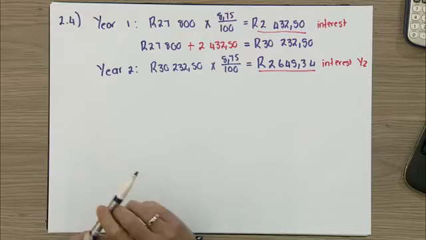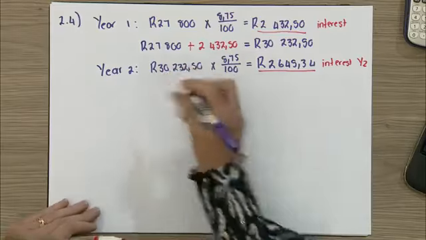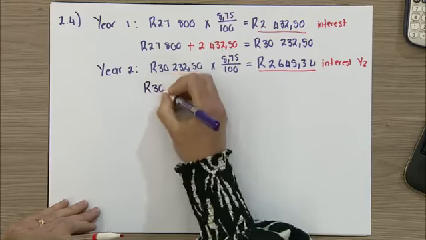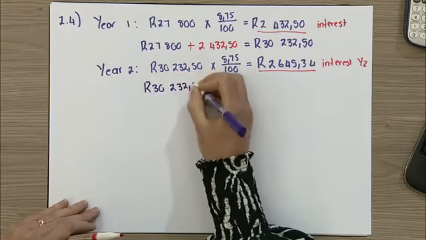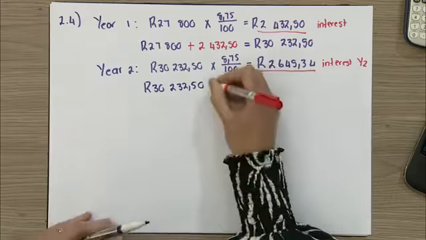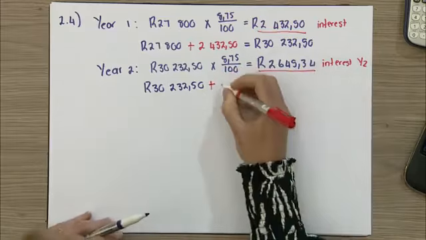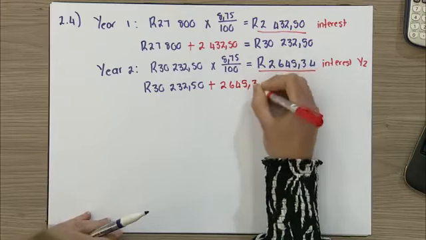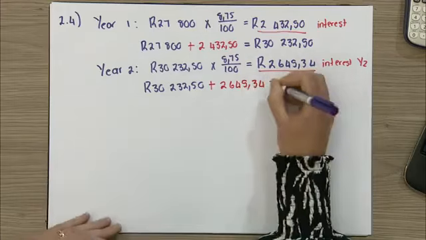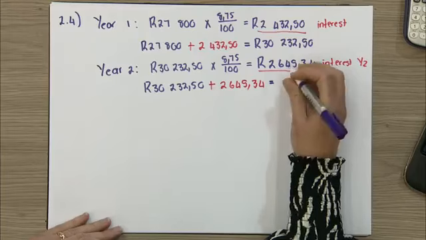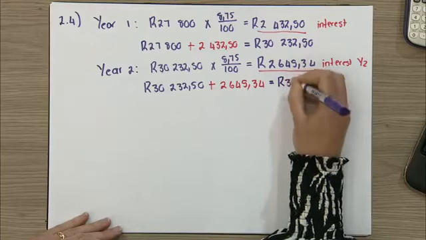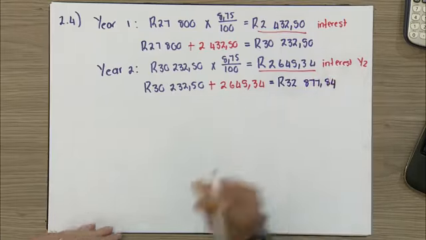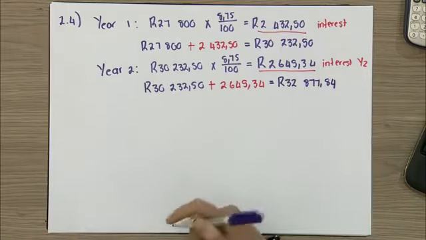So what is the total in his bank account at the end of year 2? What did he start off with at the beginning of the year? 30,232 rand and 50 cents. Plus, how much interest did he get for the second year? 2,645 rand and 34 cents. So how much money does Mr. D have at the end of the 2 years? 32,877 rand and 84 cents. So that is the one way of doing the sum.